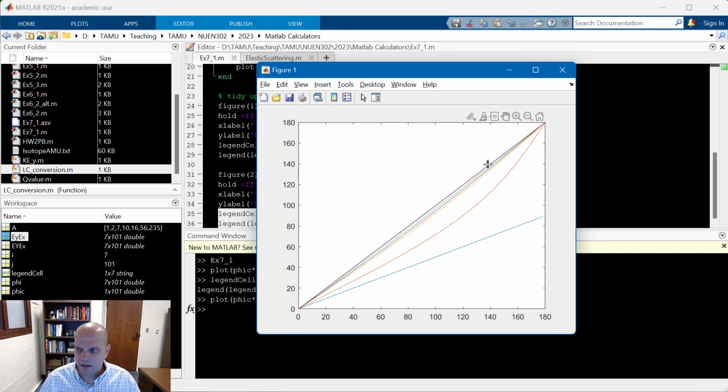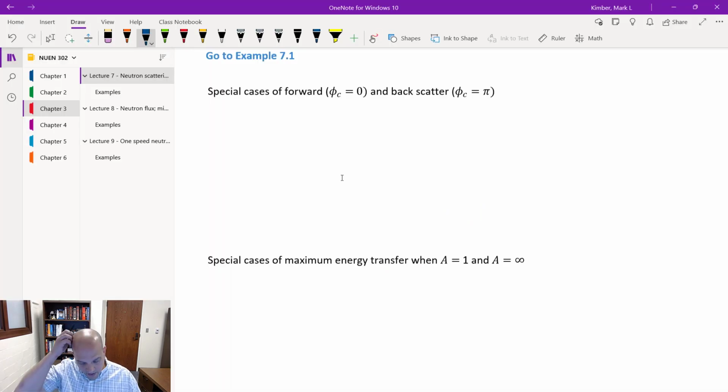And so if I've got a head-on collision, that's what this data represents here. It is a head-on collision in both reference frames. If I've got a glancing or almost no interaction, then it's a glancing interaction in both frames. So coming back to these special cases then, phi c of 0 and phi c of pi, in the special case of forward scatter and then back scatter.